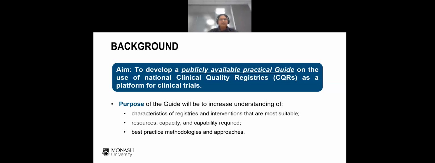The guide aims to enhance the understanding of which registries and interventions are ideal for registry-based clinical trials, cover the resources, probably the capacity and capability for conducting such trials, and also provide best practice methods, which also include some practical resources like decision trees and checklists along with the actual guide.